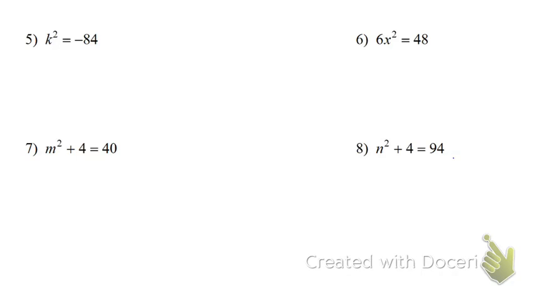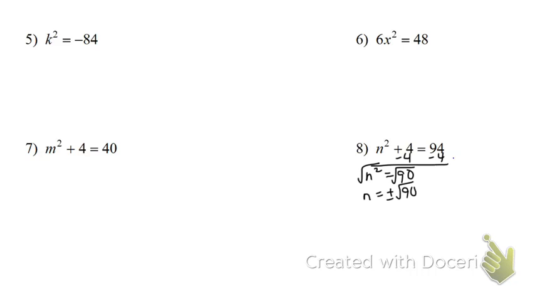Oh well. So now we're going to continue on number 8. Get the n squared by itself, subtract 4 on both sides, which again you don't have to show that work. You can do it in your head. You get n squared is 90. Square root both sides, and n equals plus or minus the square root of 90.